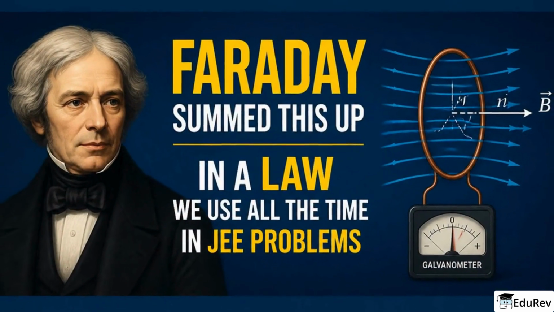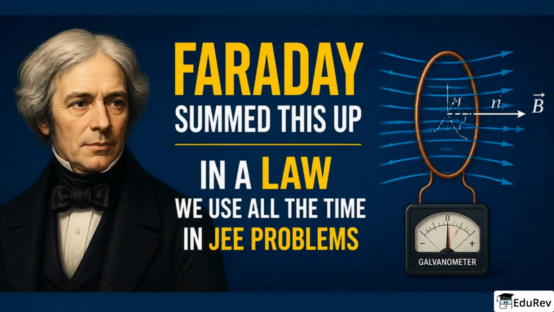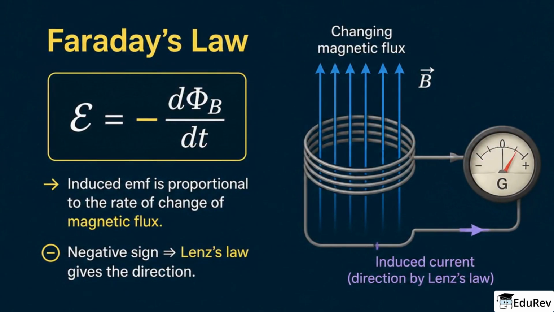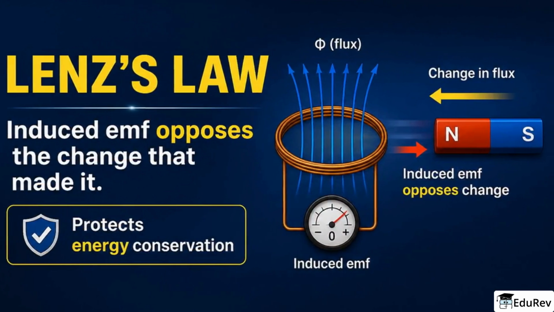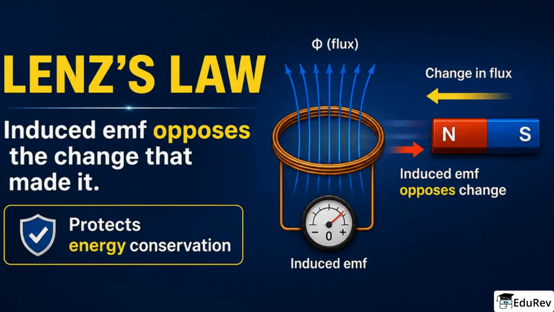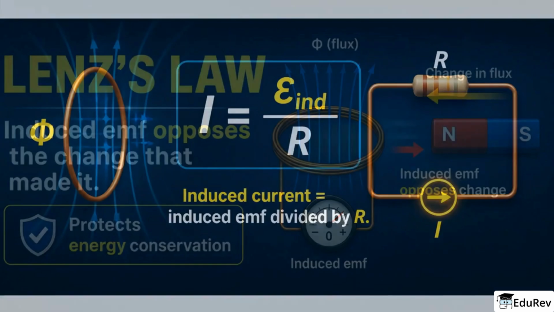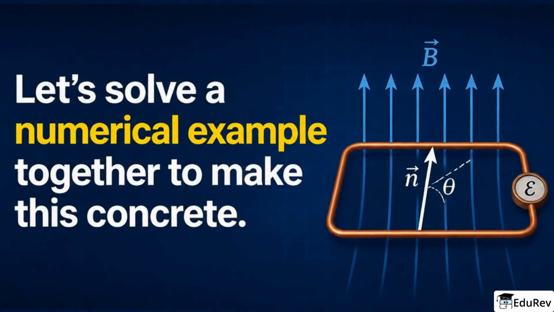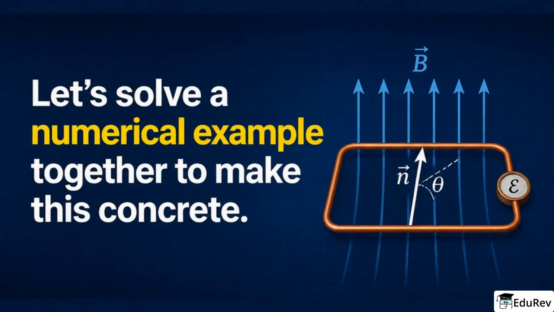Faraday summed this up in a law that we use all the time in JEE problems. He said the induced EMF equals negative the time rate of change of magnetic flux. And the negative sign is Lenz's law, which tells the direction. In words, Lenz's law says the induced EMF opposes the change that made it, so it protects energy conservation. For a circuit with resistance R, the induced current equals the EMF divided by R. Let's solve a numerical example together to make this concrete.